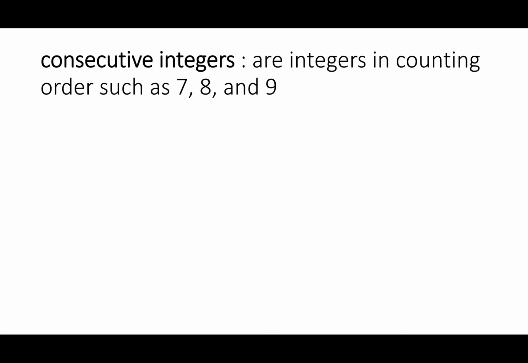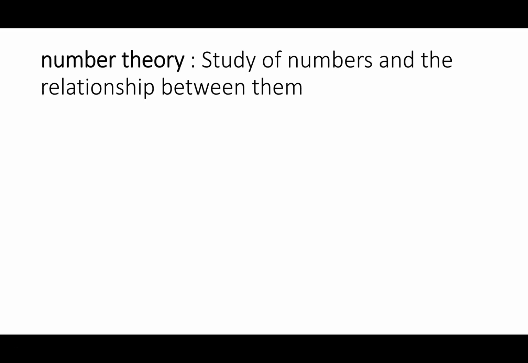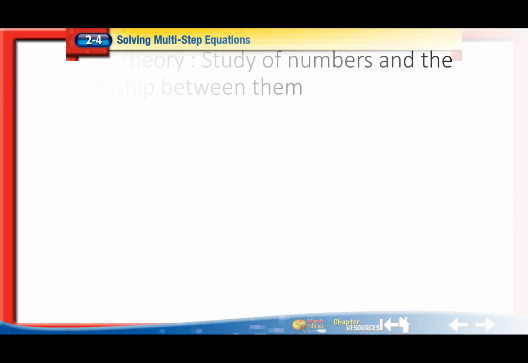Consecutive integers are integers in counting order, such as 7, 8, and 9. That could be 1, 2, 3. It could go 101, 102, 103. Or it could be negative 7, negative 8, negative 9. Same thing. So all are still consecutive integers. Number theory is the study of numbers and the relationship between them. We'll get to more of that later and what that looks like in a homework problem.